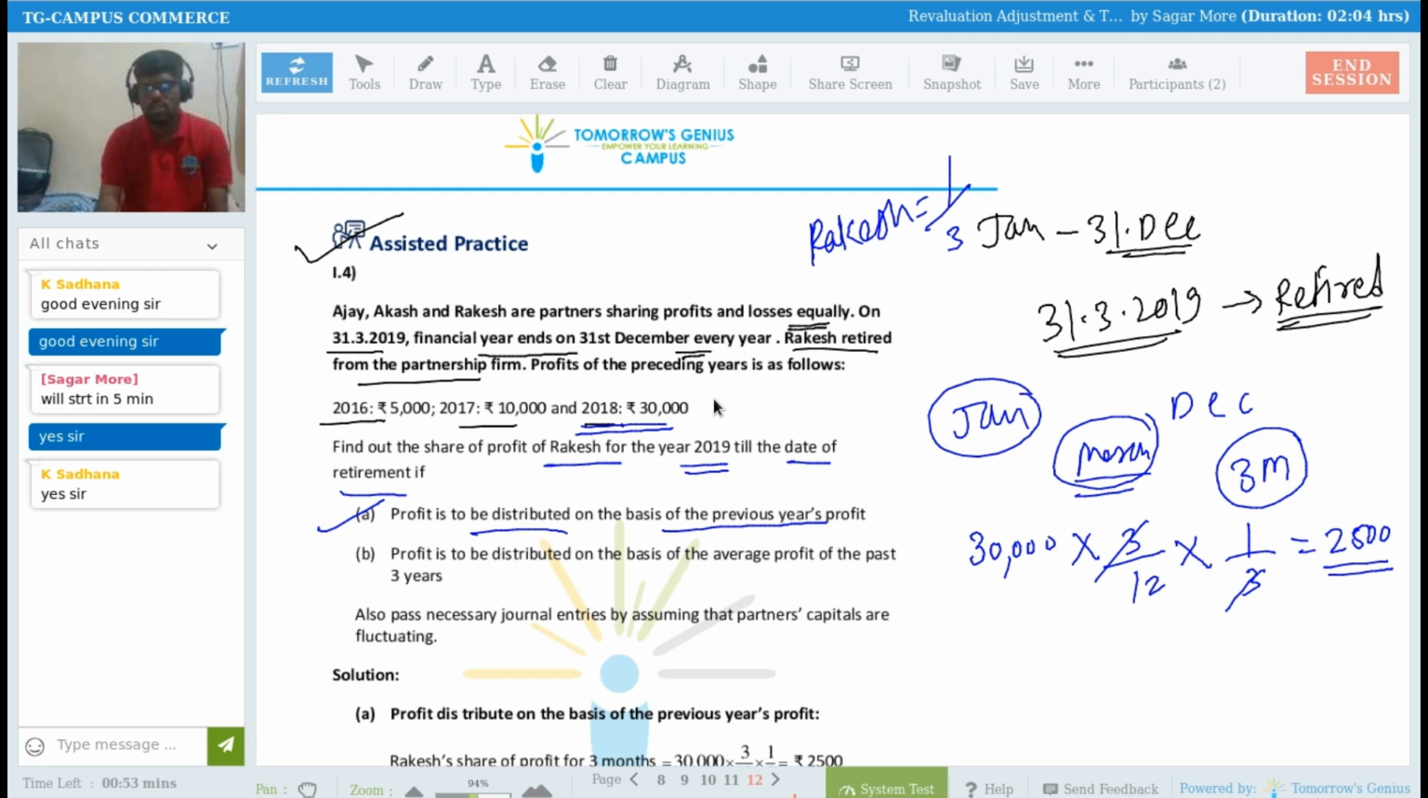So which entry do I need to pass? The entry will be profit and loss suspense account debit to Rakesh capital or current account, whatever method they are following, 2,500. Simple.